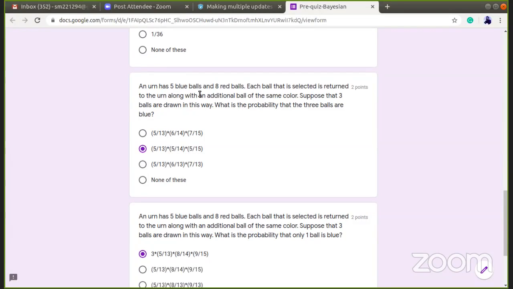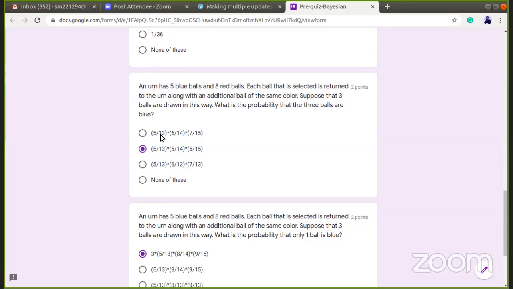So initially when we are drawing, if we assume that the first ball has to be blue, the chance is 5 upon 13, 5 blue upon 5 plus 8. Now after withdrawing one ball, we will be putting again one blue ball, so the number of blue balls will be 6 now.